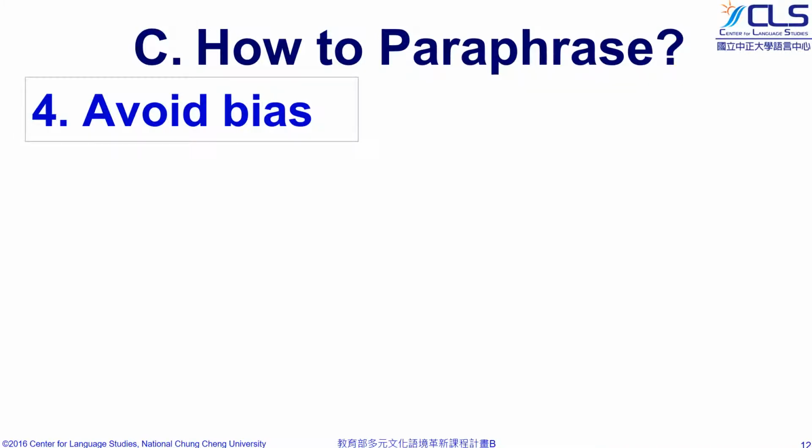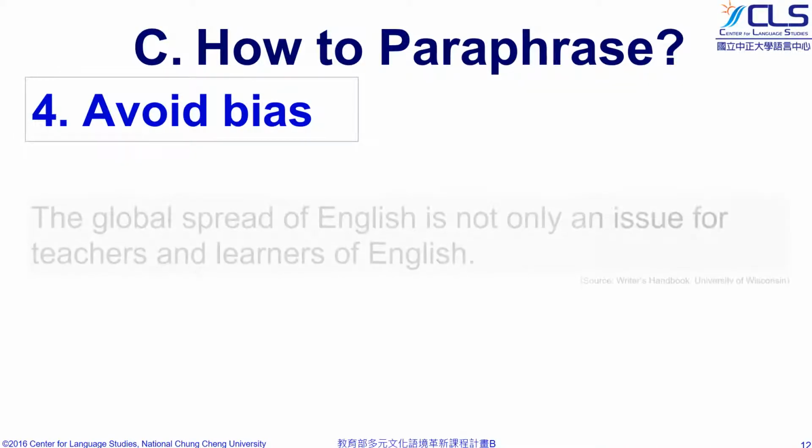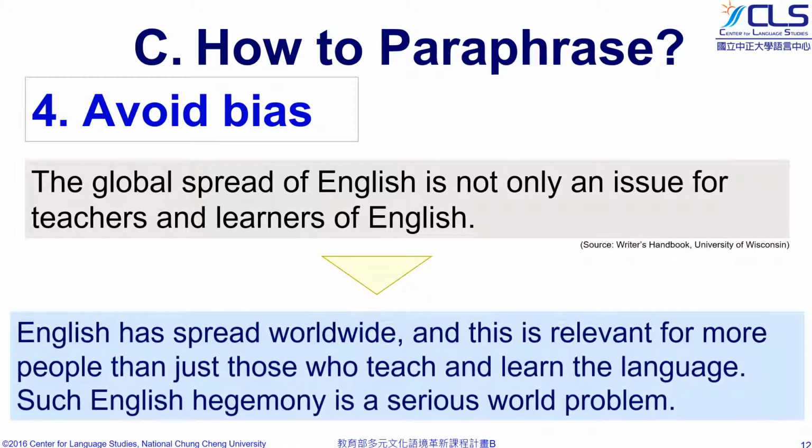Next, it is important to remain unbiased and neutral. As shown in the example, we need to cross out the idea of the last sentence because it cannot be found in the source.